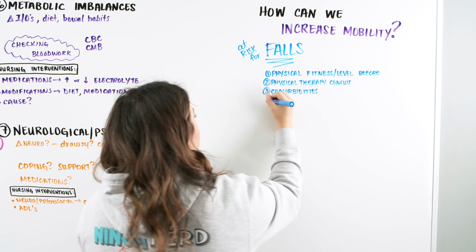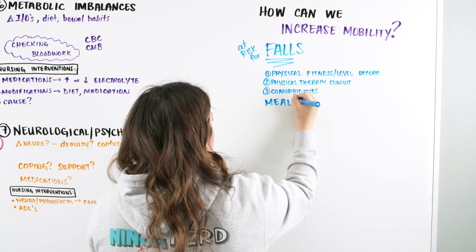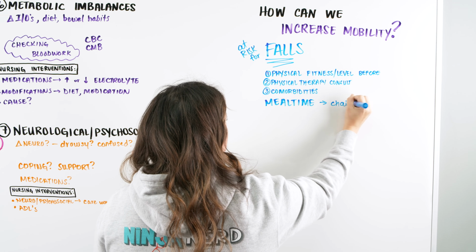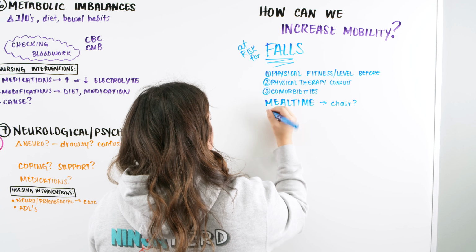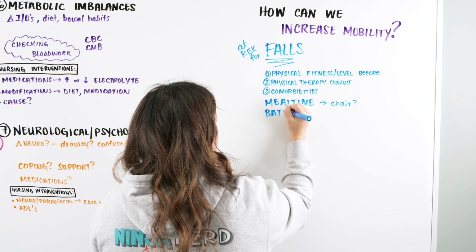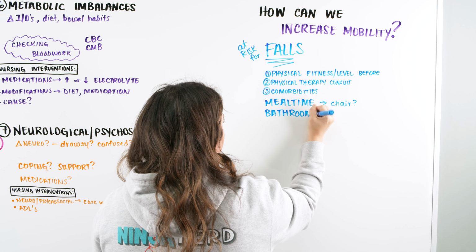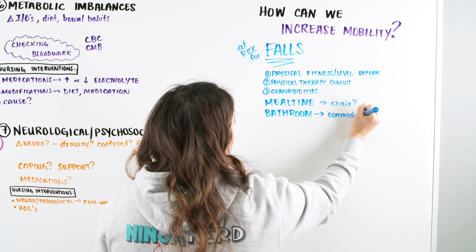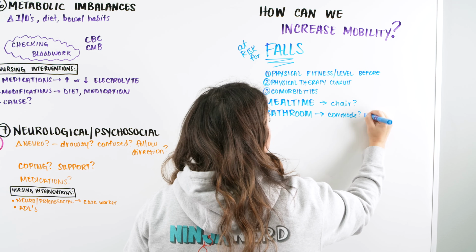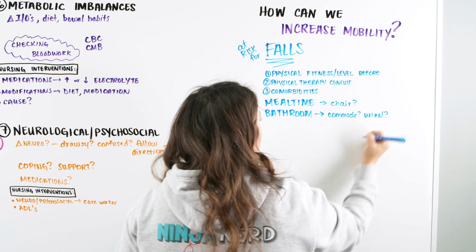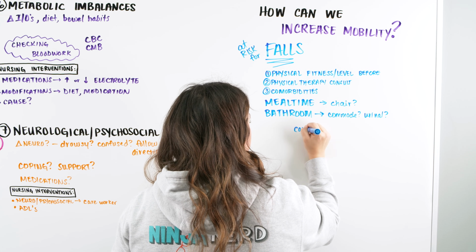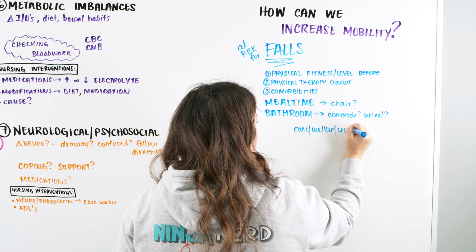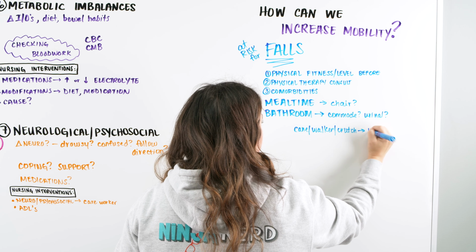So things like mealtime. Can we just get them over to a chair to sit up and eat? When it's time to maybe go to the bathroom, right? They gotta go to the bathroom. Can we get to the bathroom? Are we gonna use a commode? Right? Are we gonna use a urinal? Are we gonna be able to use a cane, walker, crutch to get to the bathroom?